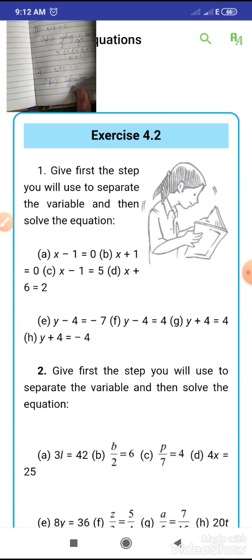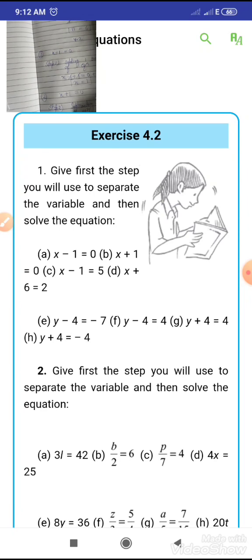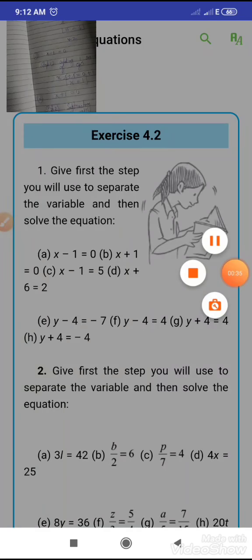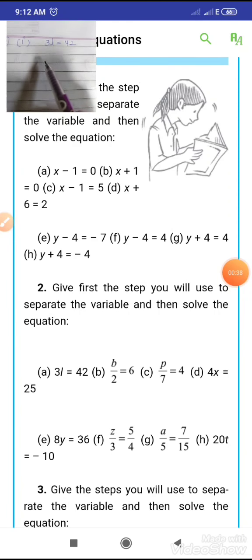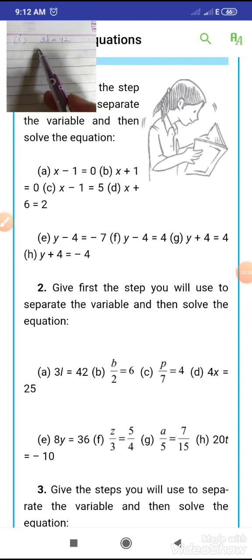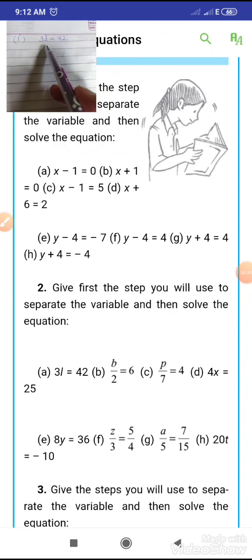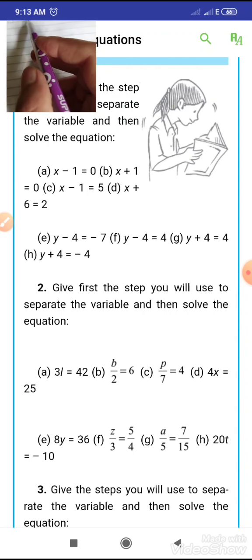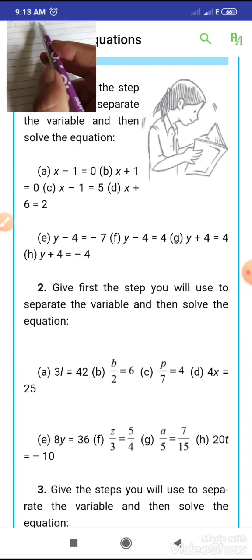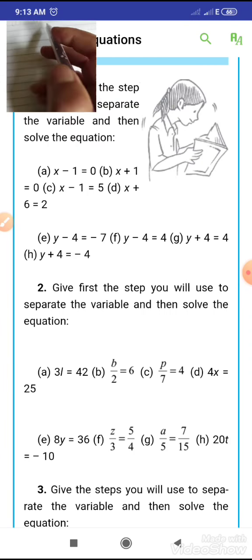Now move to our second question, and the second question is: give first the step you will use to separate the variables and then solve the equation. The first part of question number two is 3L is equal to 42. We have to separate L from 3. So here we divide both sides of our equation by 3.